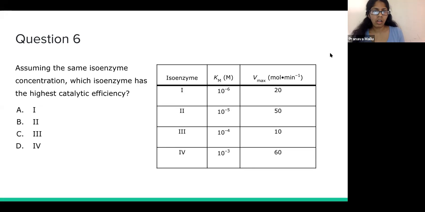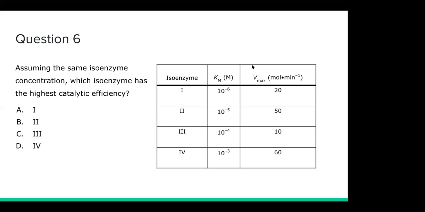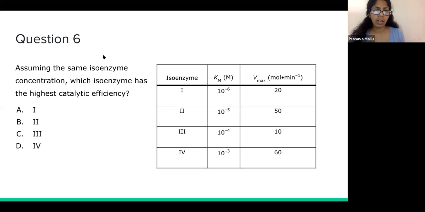So this is basically an equation question. Does anyone just want to say out loud or type it into the chat? What is the equation that you need to get the catalytic efficiency? The Kcat over Km, which in this case would just be Vmax over Km. Yeah, perfect. So let me advance to the next slide.